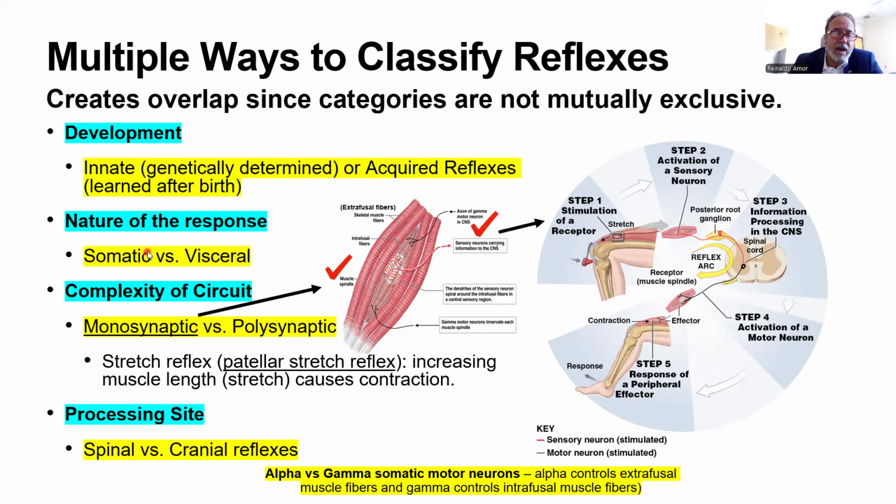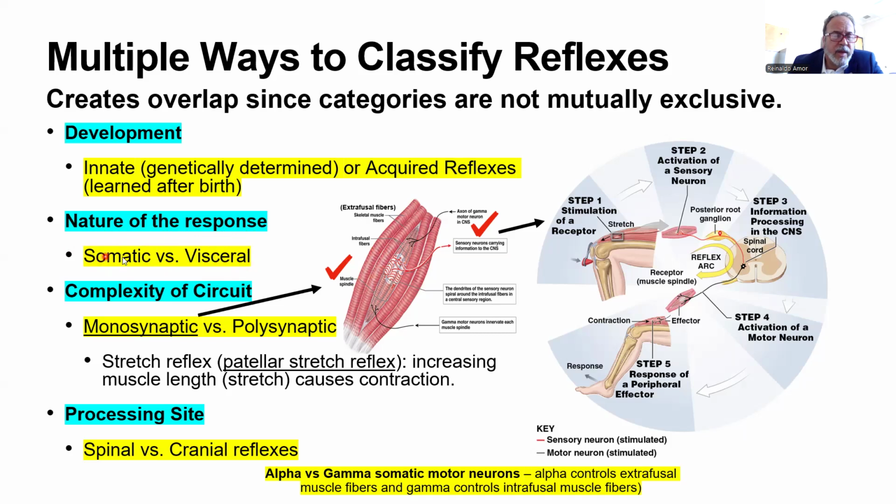Reflexes can also be classified based on the nature of the response. It can be somatic, which involves skeletal muscle, or it can be visceral.